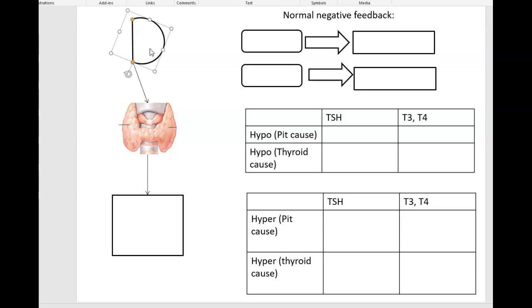What you have here on the screen is a PowerPoint slide with a concept map. On the left here, we're going to talk about normal thyroid function. And so the thyroid gets its messages from the anterior pituitary gland.